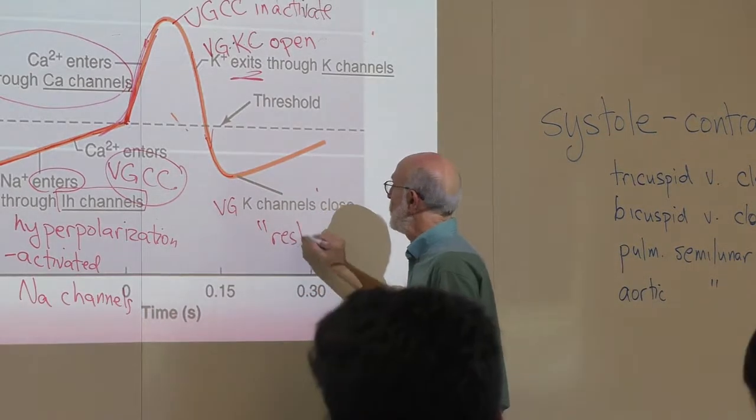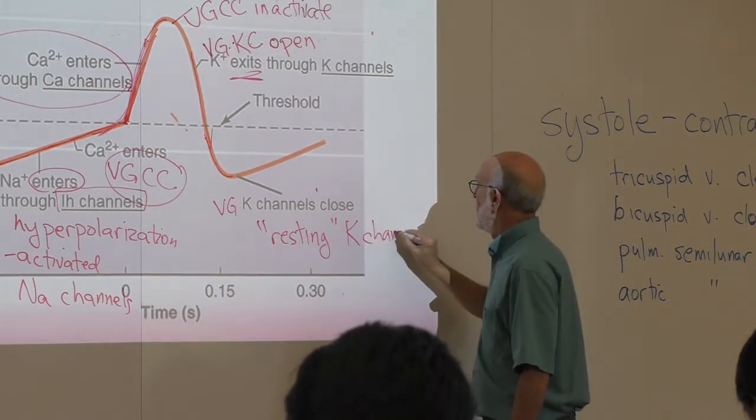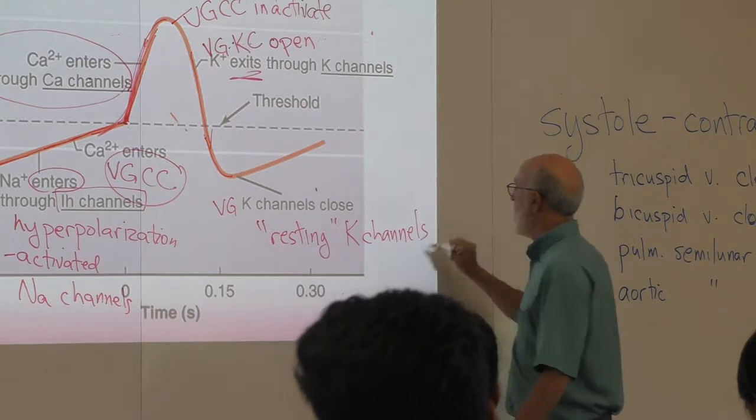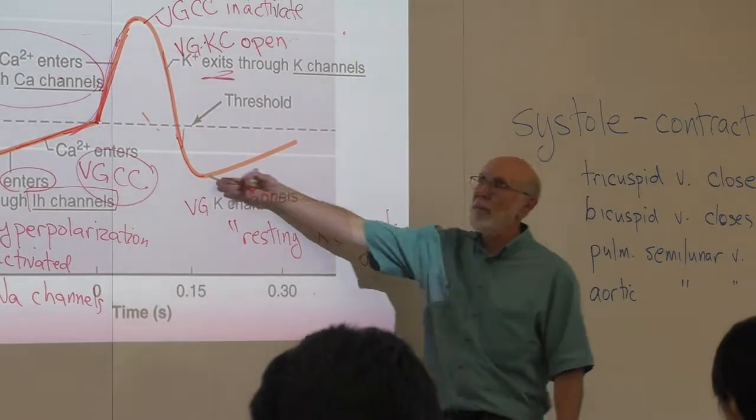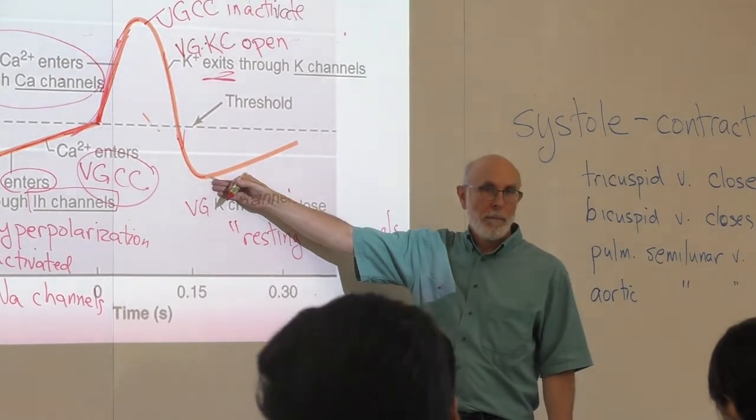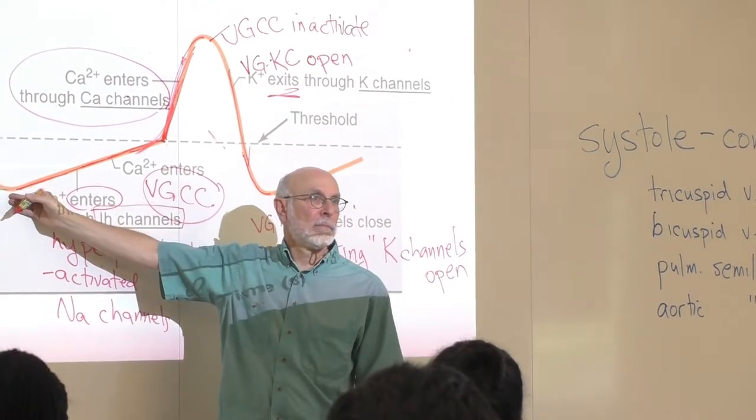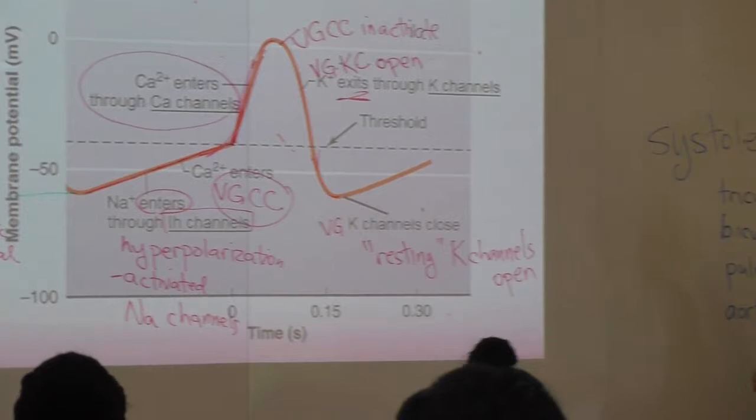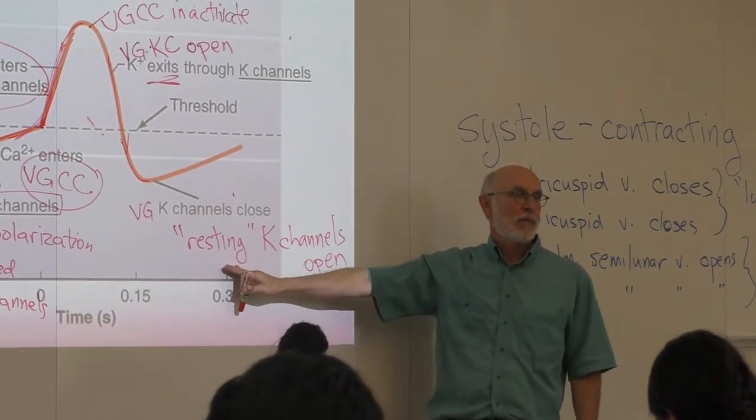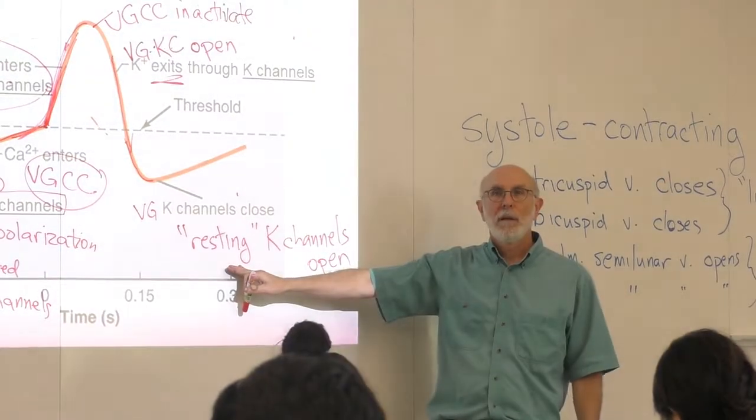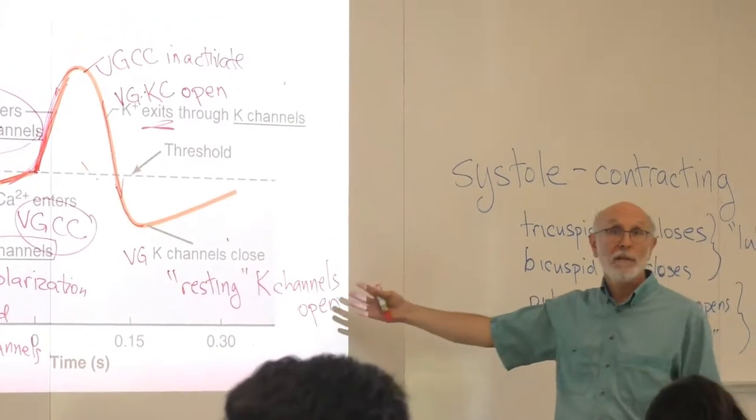Resting, I'm putting it in quotes here, resting K channels are open. And we get to a maximum polarization, which is where we start. Everybody clear why I'm saying resting in quotes here, where I usually am not so equivocal? Because there is no resting membrane potential, but those channels are still here.